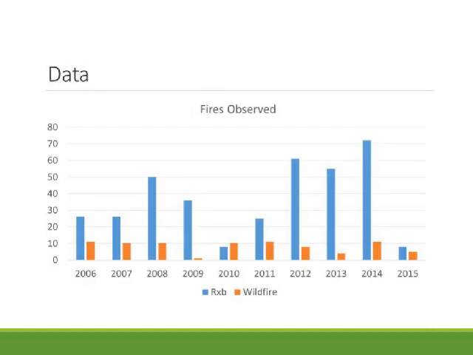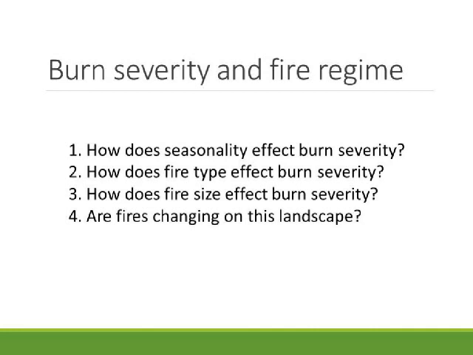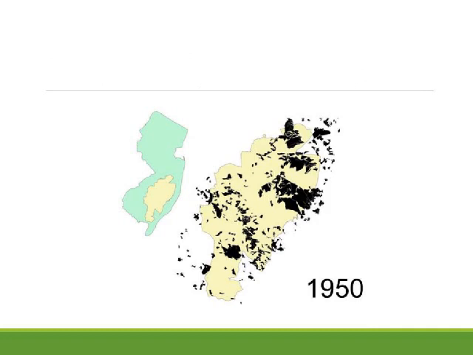All right. So the next segment here is looking at burn severity and fire regime. And I had some questions about how does seasonality affect burn severity? How does fire type affect burn severity? How does fire size affect it? And are fires changing on this landscape? And so for this portion, I went back and looked at Landsat data.